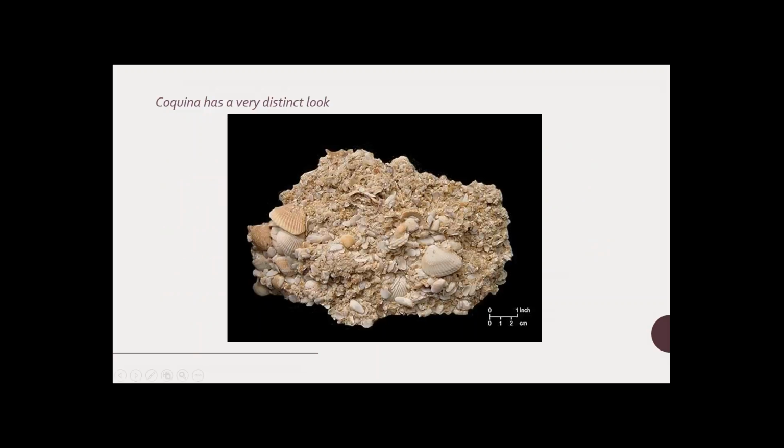So this is what a coquina looks like. Like you can see, it's basically just a bunch of fragments, and even some of them are almost whole. You can see how these shellfish are still basically put together on this rock. And so the limestone is just going to be everything that's in between these shells, holding it together. And it's really easy to identify because no other rock has this distinguishable look. It's basically a bunch of shellfish stuck together.